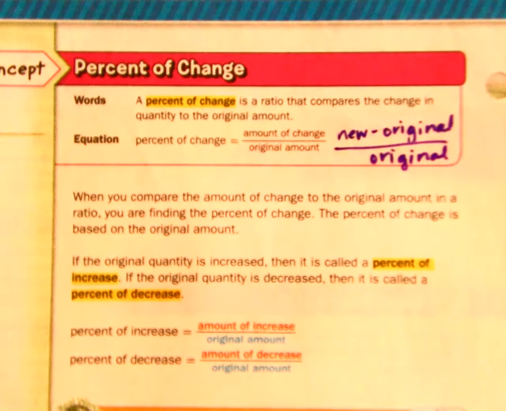If the original quantity is increased, then it's called the percent increase. And if the original quantity is decreased, then it's called the percent of decrease. So if we go up, we're going to say it's an increase. If we go down, we're going to say it's a decrease.